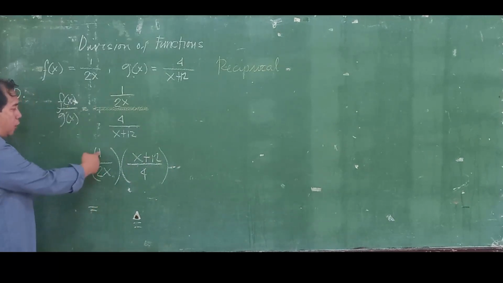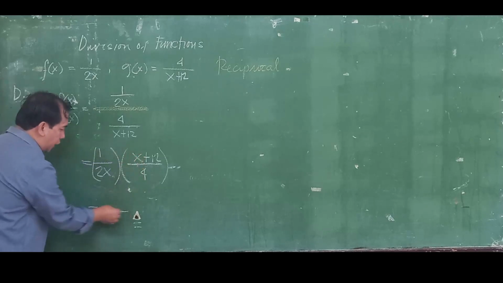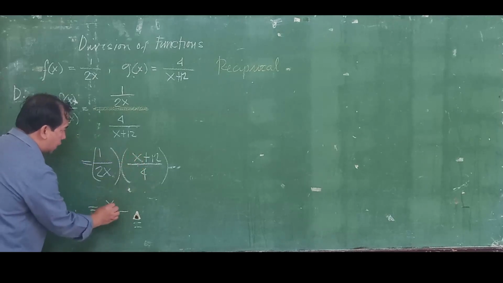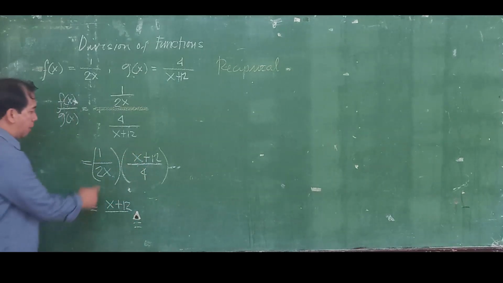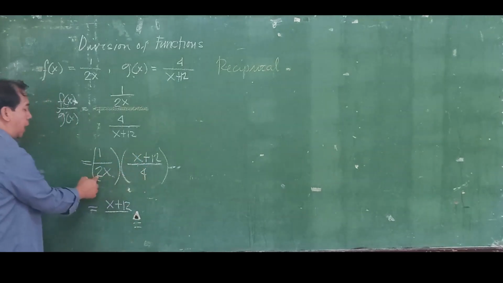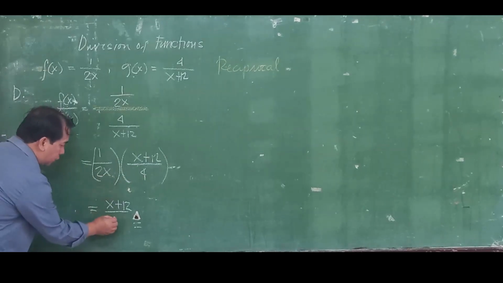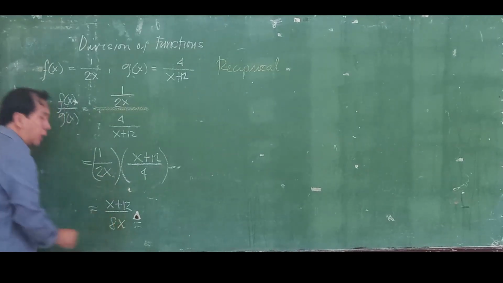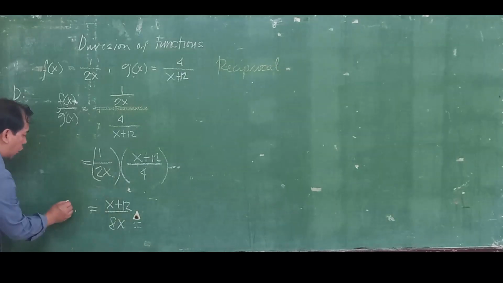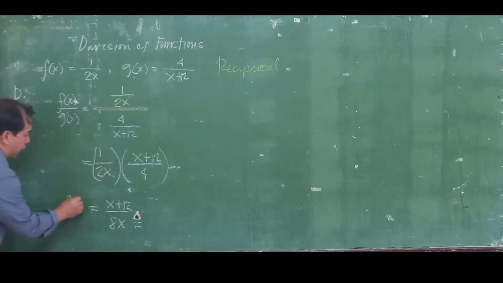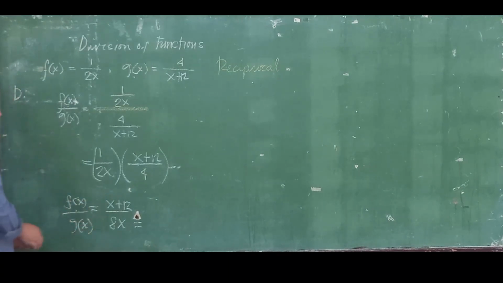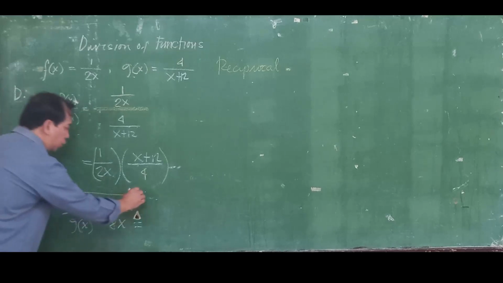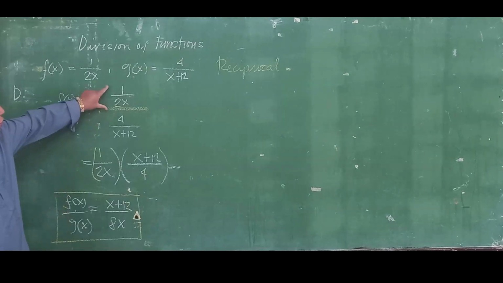So how do we multiply? 1 multiplied by this one, it will give you the same. That is x plus 12. How about this one? 4 multiplied by 2x, it will give you 8x. And that is the result of f of x over g of x. So that is how simple it is to divide.